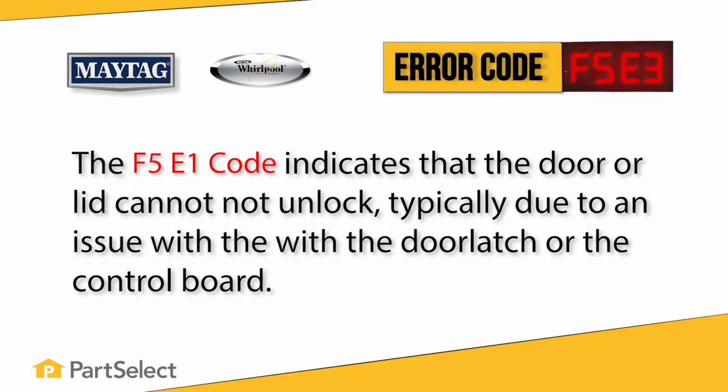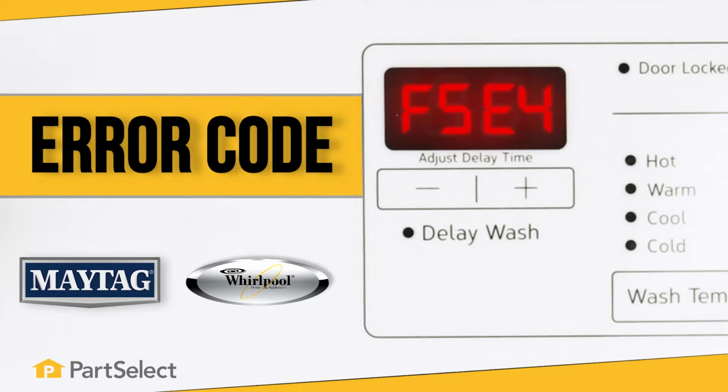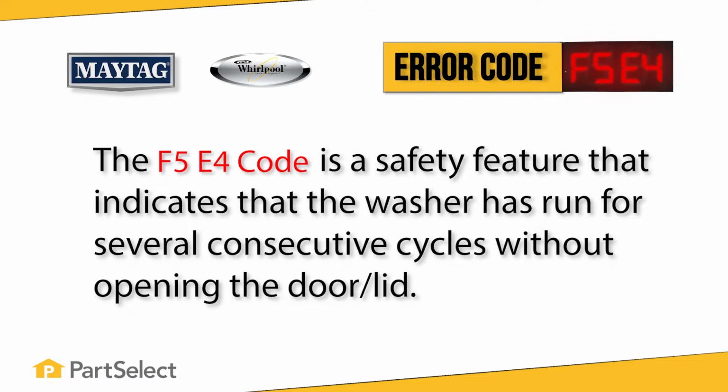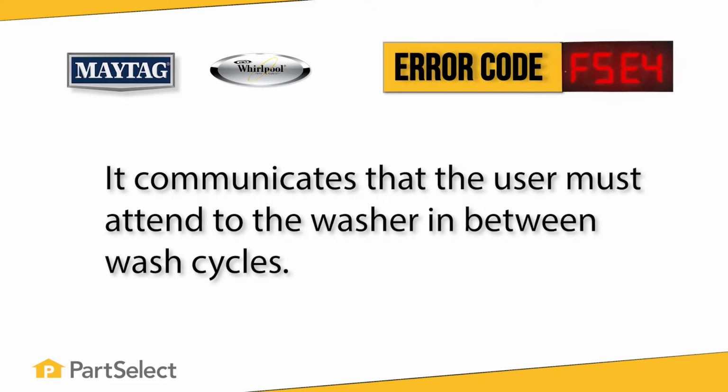What does the F5 E3 error code mean? The F5 E3 error code indicates that the door or lid cannot unlock. Typically, this is due to an issue with the door latch or the control board. What does the F5 E4 error code mean? The F5 E4 code is a safety feature that indicates that the washer has run for several consecutive cycles without opening the door or lid. It communicates that the user must attend to the washer in between wash cycles.